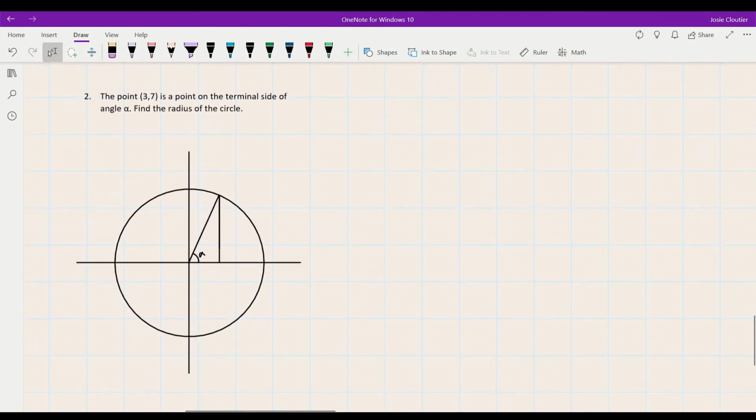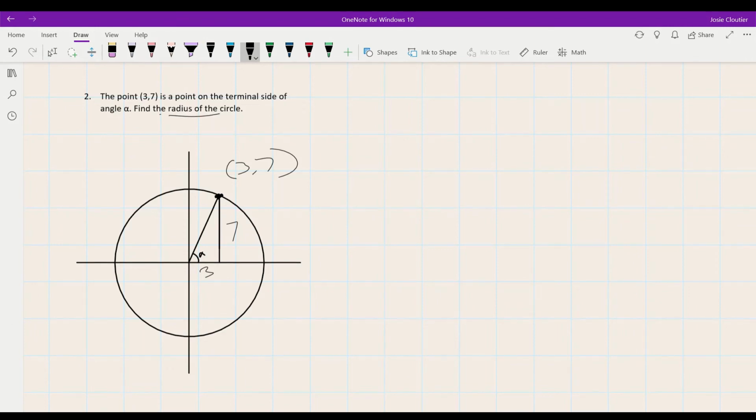Question 2. The point (3, 7) is the point on the terminal side of angle alpha. Find the radius of the circle. So we know that this point right here is (3, 7). So we know the x component is equal to 3. We know the y component is equal to 7. And we are looking for the radius of the circle.